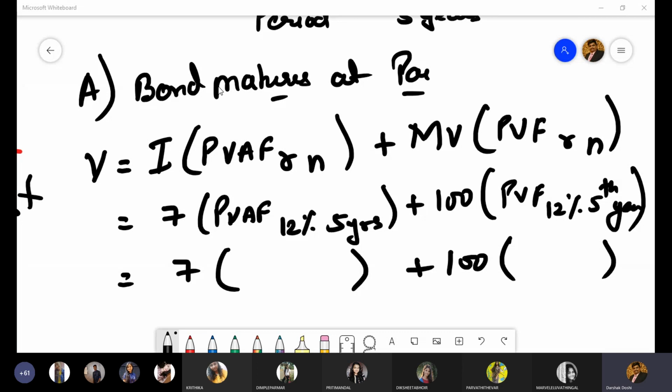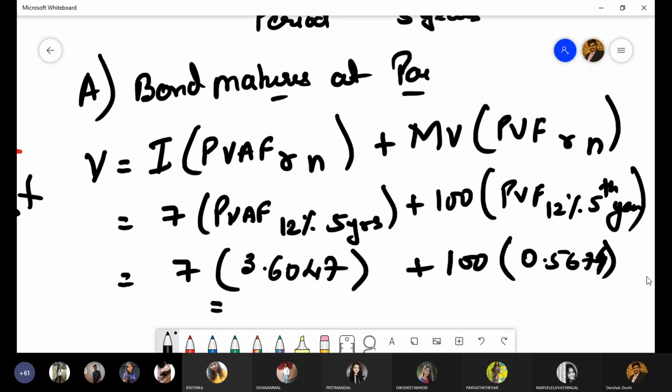1 divided by 1.12, five times. It should not take so much time. This is somewhere 3.60 and 0.5674. And what about this? 3.6047. Why are people not answering?